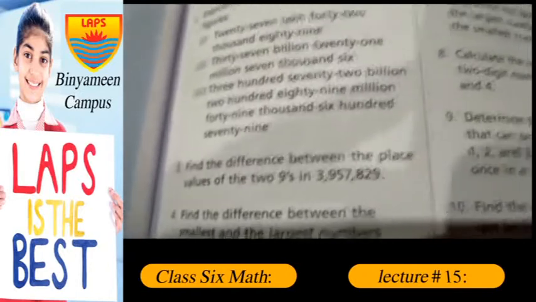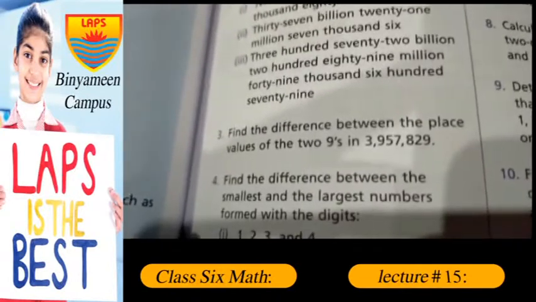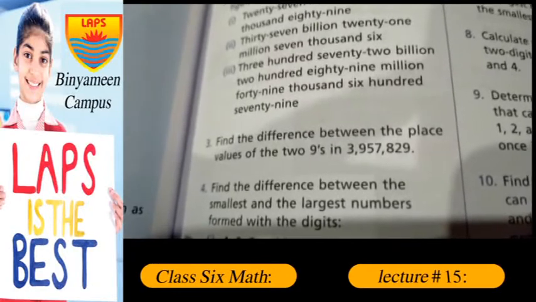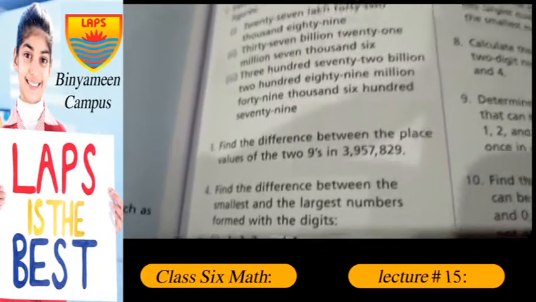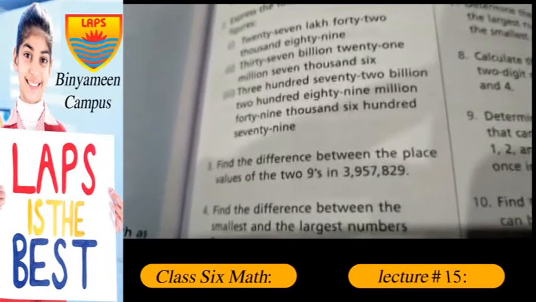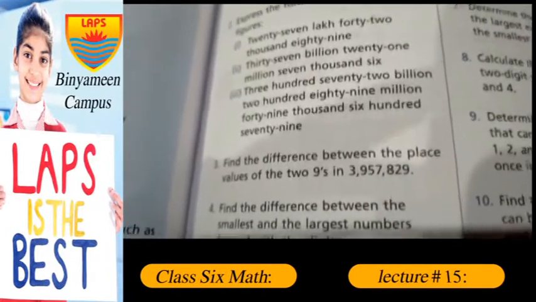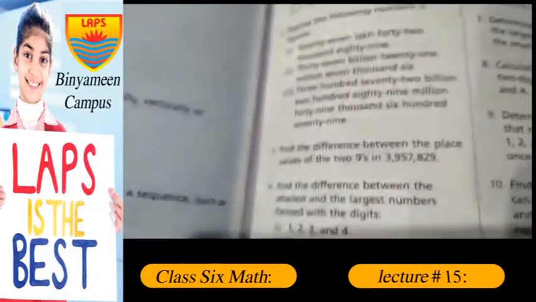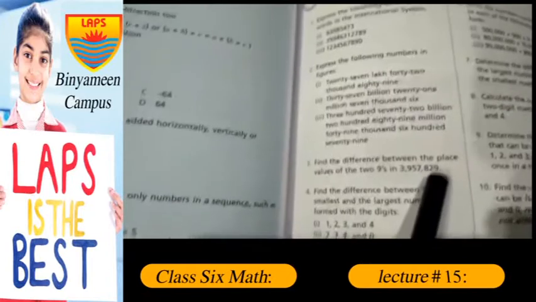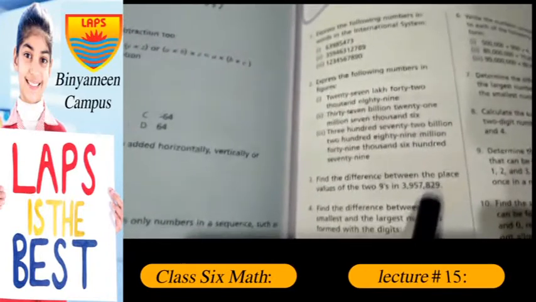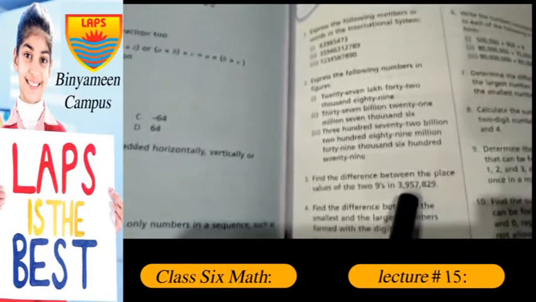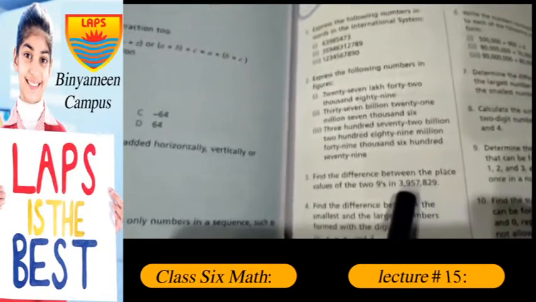Question number 3. Find the difference between the place value of the two nines in the number 3,957,829. First, we check the place value of 9. Ones, tens, hundreds, thousands, ten thousands and lakhs. The place value of this 9 is 9 lakhs.